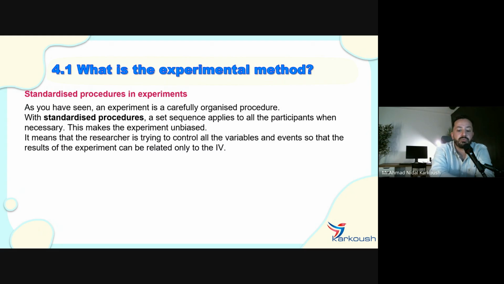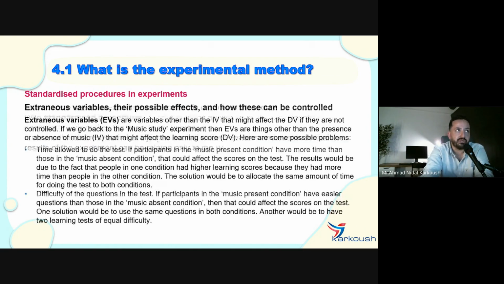Okay, I don't let one person go first, one person go second. We have a sequence, and it means that the researcher is trying to control all the variables and events so that the results of the experiment can only be related to the IV.